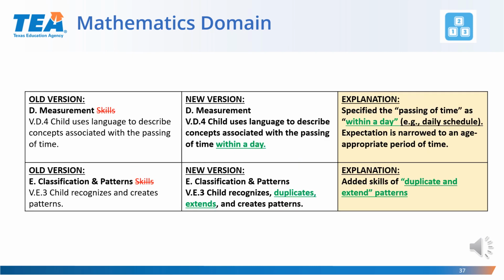Here are the revisions to the areas of measurement and classification and patterns. 5D4 specifies the meaning of passing of time based on what is occurring within a day. Here we can think of what the child is referencing as part of the daily schedule. 5E3 includes the additions of the skills duplicates and extends to this pattern outcome.